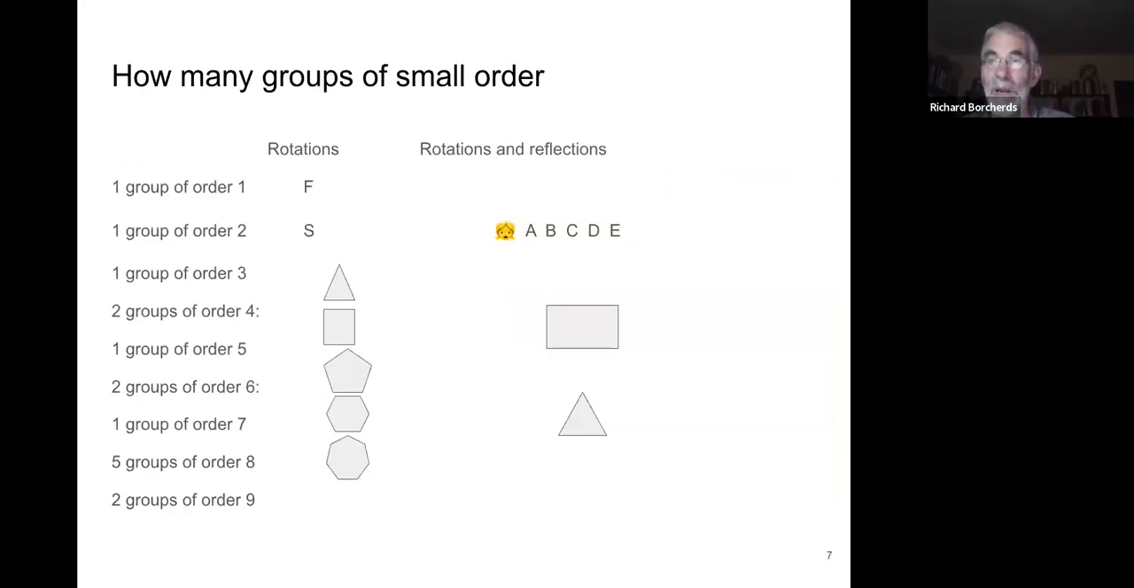And we can ask how many groups there are of various small orders, and you can go through the orders up to 10, and you find there are 2 groups of order 4, 2 of order 6, and 5 of order 8. Here are a few objects on the right with some of these symmetries. For instance, a regular pentagon has 5 symmetries if you count rotations, and 10 symmetries if you count rotations and reflections.